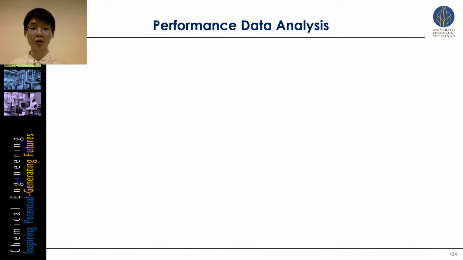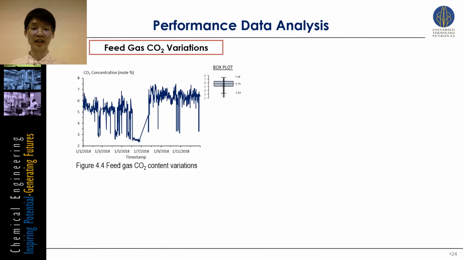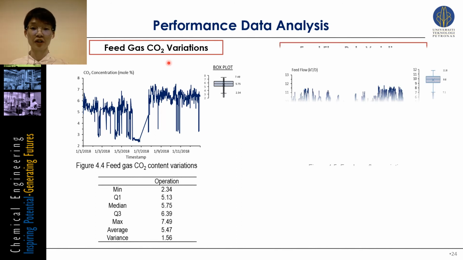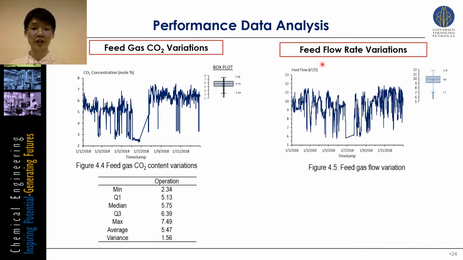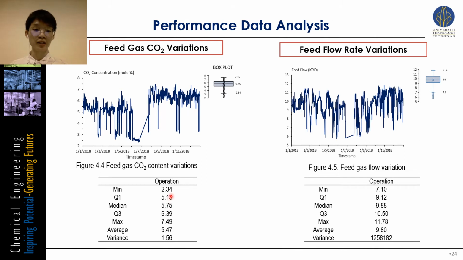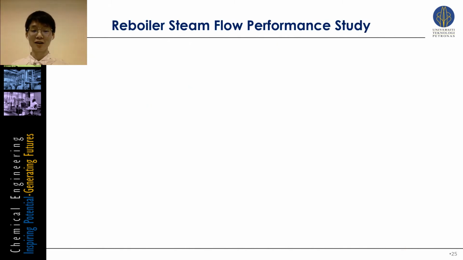Prior to the MLR model, I've done a little bit of data analysis on the feed gas CO2 variations and also the feed flow rate variation. The CO2 variation is between a minimum of 2.34 mole percent and a maximum of 7.49 mole percent, with an average of 5.47 mole percent. For the feed flow rate, the minimum is around 7.1 kiloton per day with a maximum of 11.78 kiloton per day. Now, let us look at the reboiler steam flow performance study.